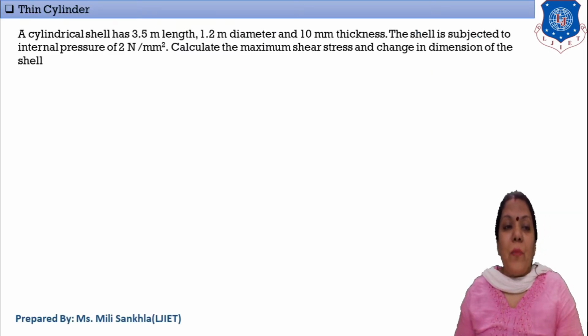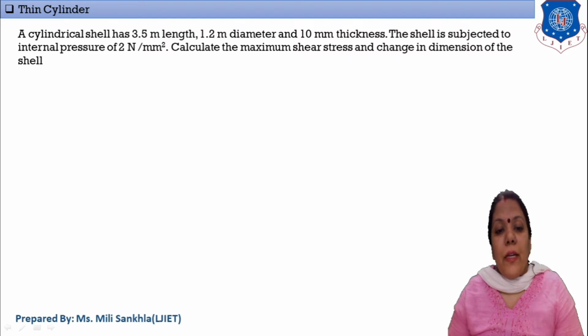Now our next example. Before solving this example, read the data properly and then find out the values. A cylindrical shell has a 3.5 meter length, 1.2 meter diameter and 10 mm thickness. The shell is subjected to internal pressure 2 Newton per mm square. Calculate the maximum shear stress and change in dimension. Here the new one is the maximum shear stress.